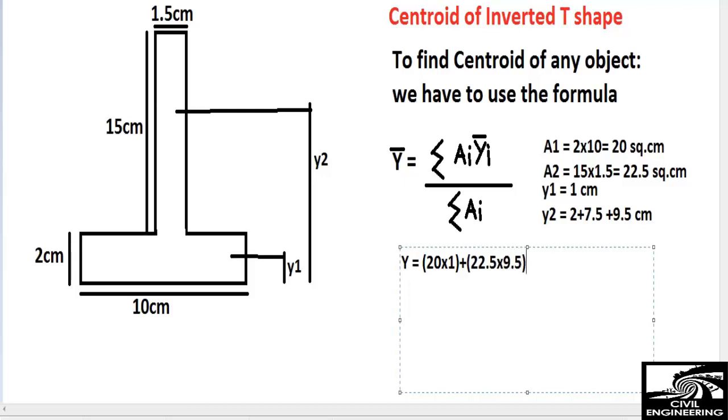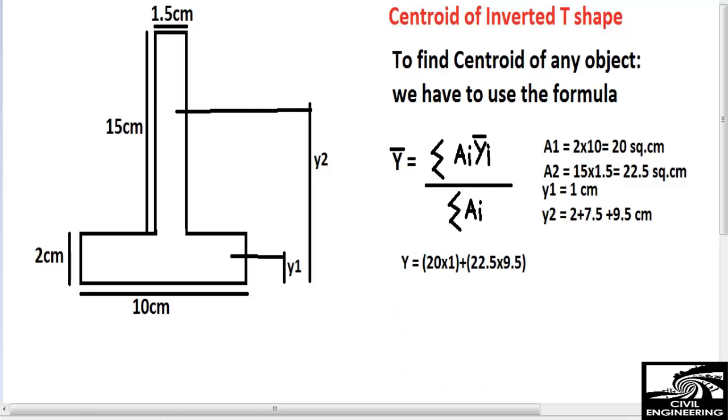So I'm now dividing it. Wait, I've made some mistakes here. It's not the plus sign, while 2 plus 7.5 is equal to 9.5. So I'm just removing the addition sign and putting the equal sign. Sorry for this.